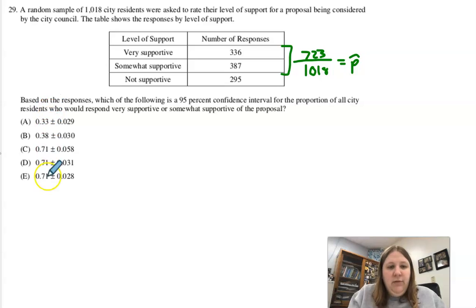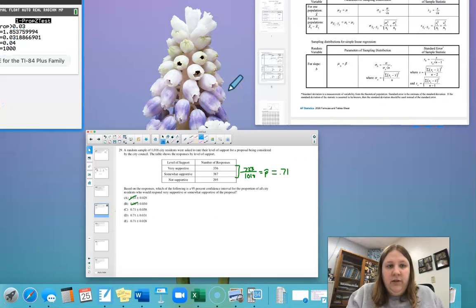Now, they do have the formula broken up here, but I think it's still easier to run the confidence interval in the calculator and go from there as opposed to trying to figure out the formula. For reference, this is equal to 0.71 when you divide those. So A and B are already out. We just need to figure out what the margin of error is.